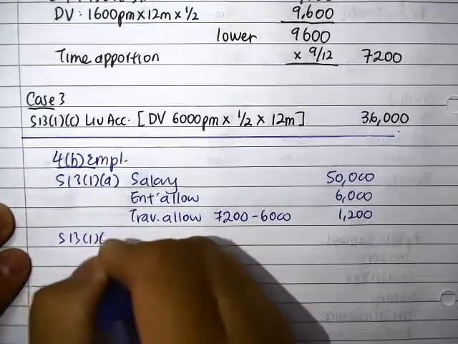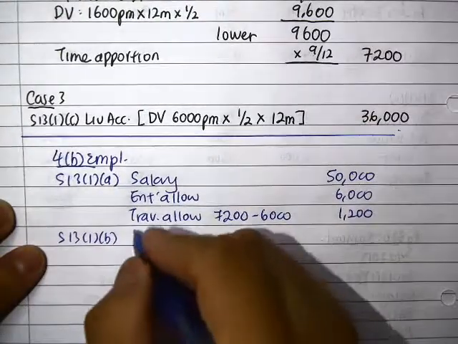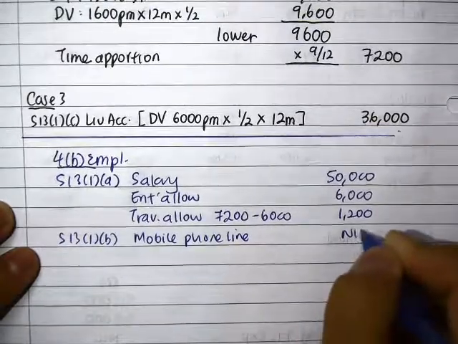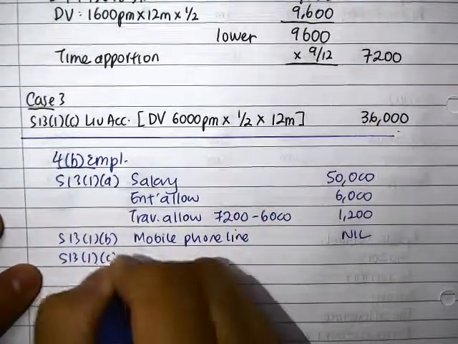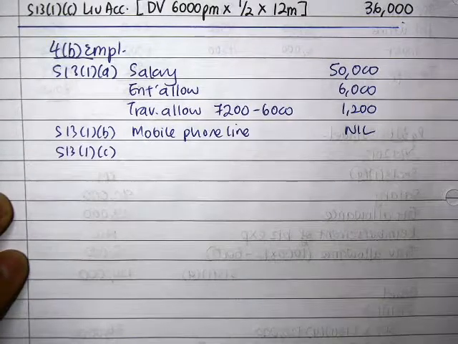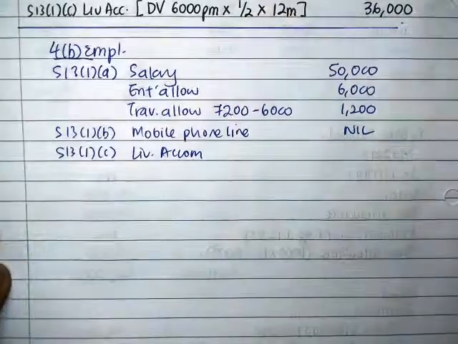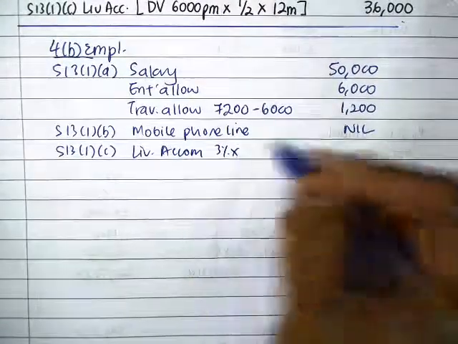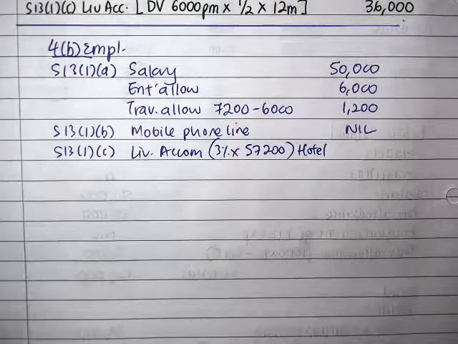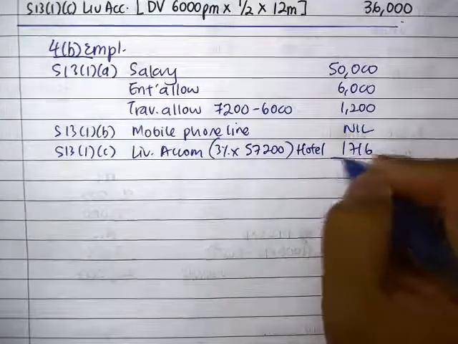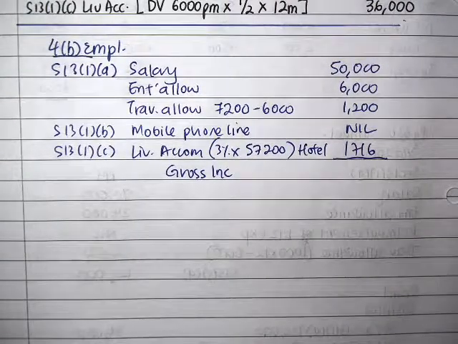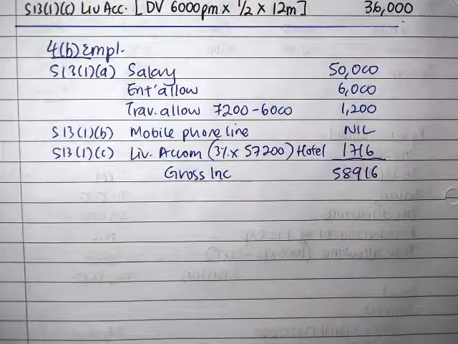Okay, then we have 13-1B. Now, let's say you get a benefit. For instance, you get a free mobile phone line that the line belongs to the employer, so it's exempted. Okay, then you have 13-1C. Okay, living accommodation. Now let's say you stay in a hotel. Okay, take 3% of 57,002 as your 13-1A. So 1716. Now, when you add up all these, we call it as gross income, right? 58,916. Now what I want to show you is what happened after the gross.